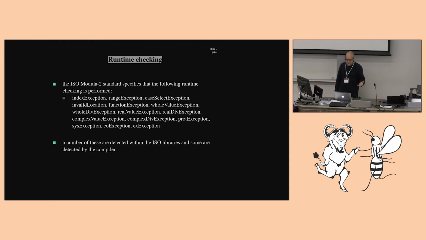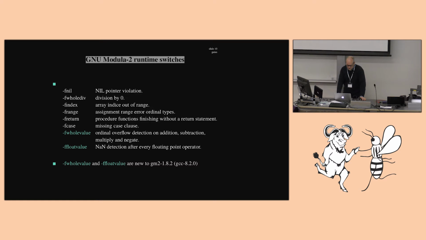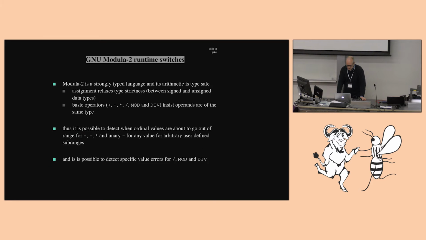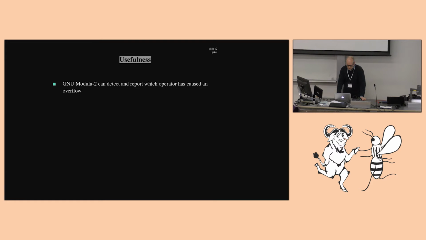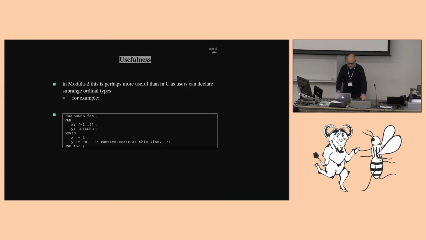So then I focused on whole value exception. Can you do the same for integers? Now integers is one thing, and that's probably a well-trodden route, but there are also subranges, which in Modula-2 users can declare as above. Here we have -1 to +4, which is a user-generated subrange.